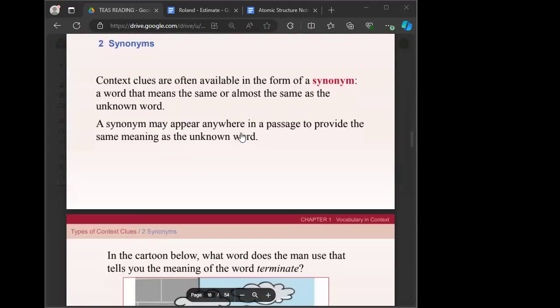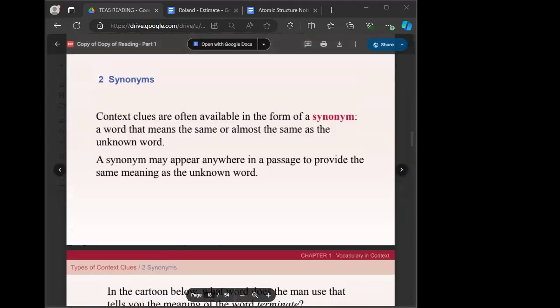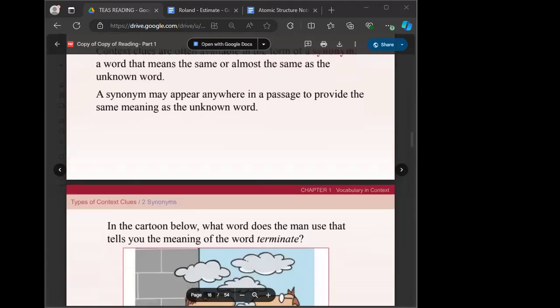Okay, now synonyms. In other words, there could be a synonym that means something similar to the unknown word. And again, it can be either in the same sentence as the unknown word or later in the passage.